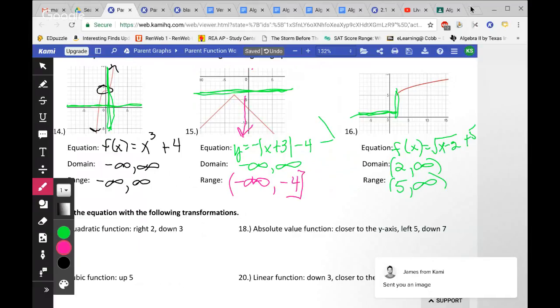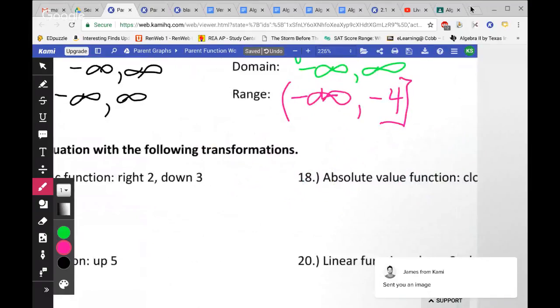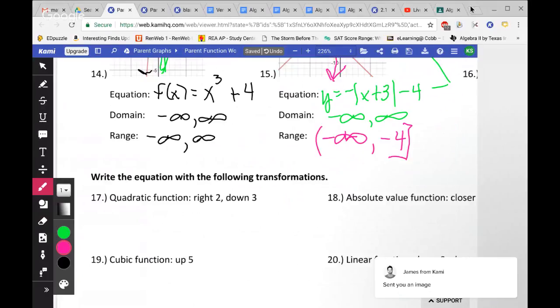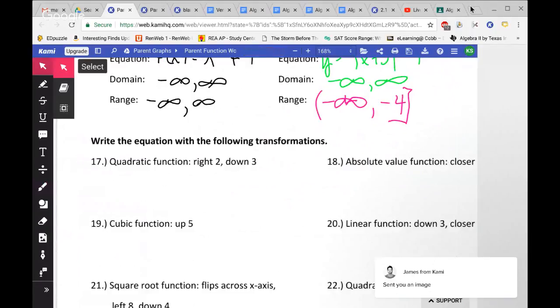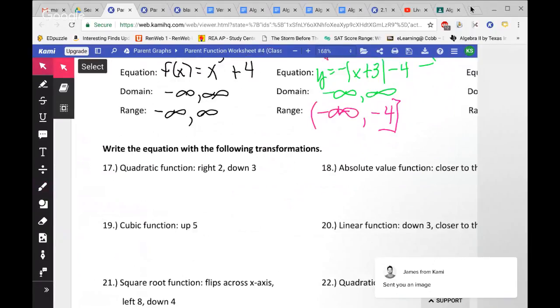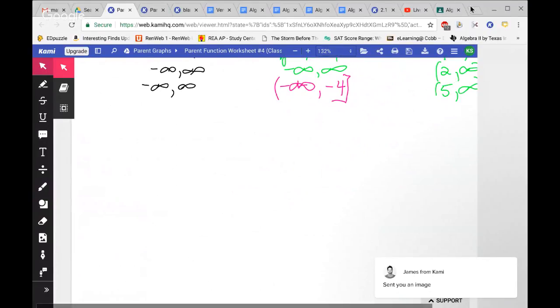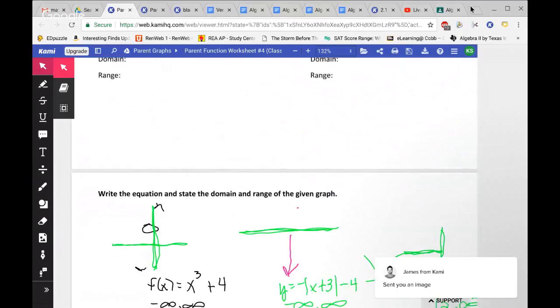Whoops. Oh my. So sorry about that. Okay. Now we're going to just write the transformations. At least I hope we are. It just vanished.